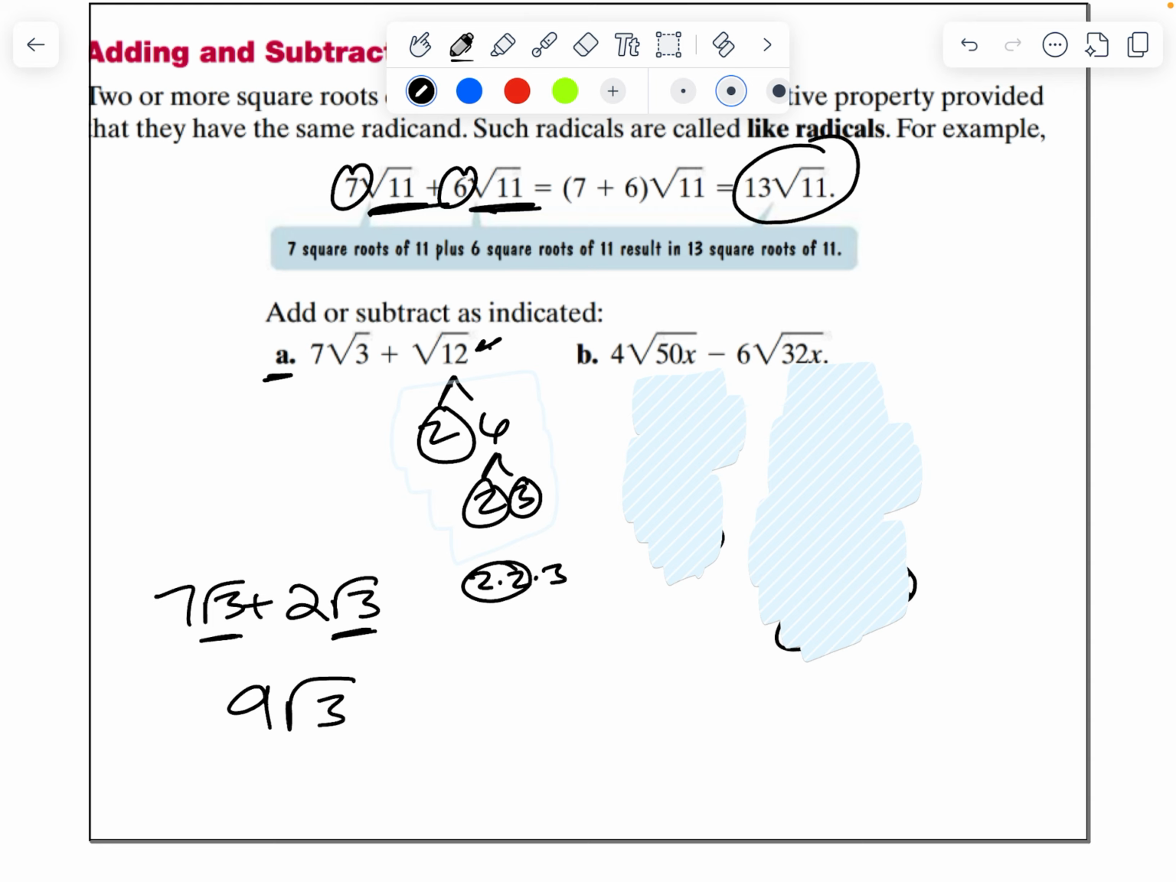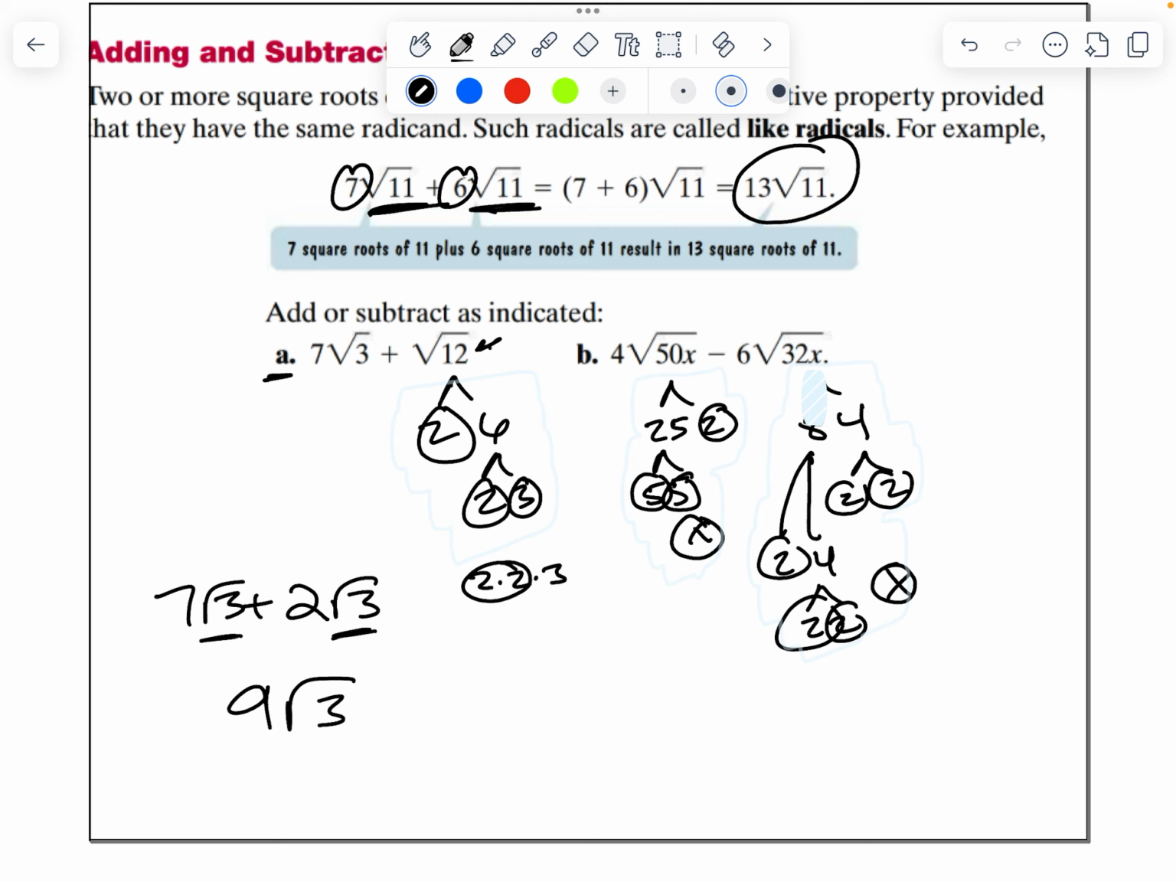Do the same exact thing on the next. Try and break it down with a factor tree. Pause now and try and do that. The 50x will break down into 2, 5, 5, and x. The square root of 32 will break down into 2, 2, 2, 2, 2, and x.